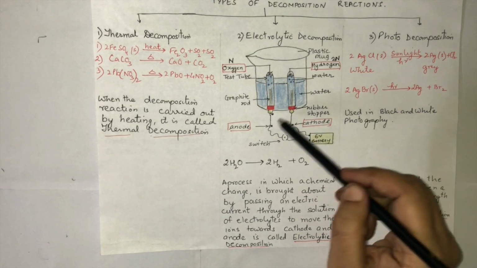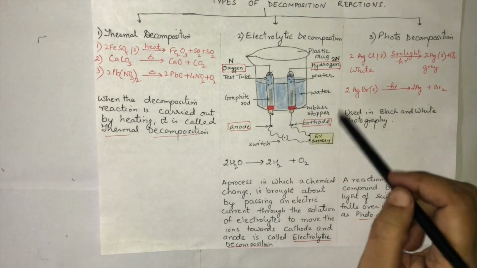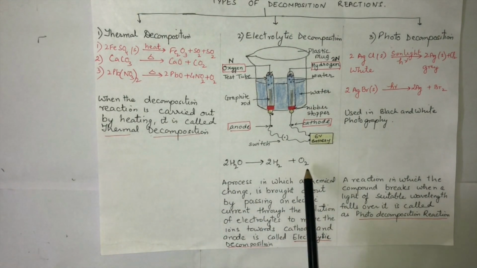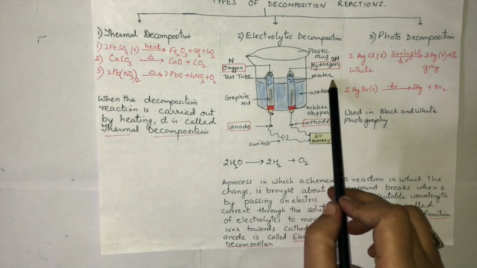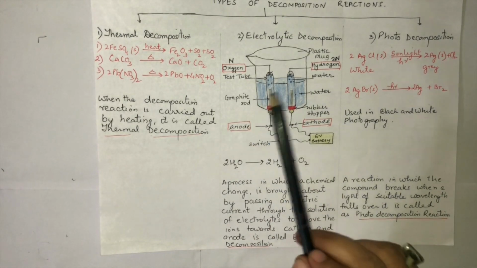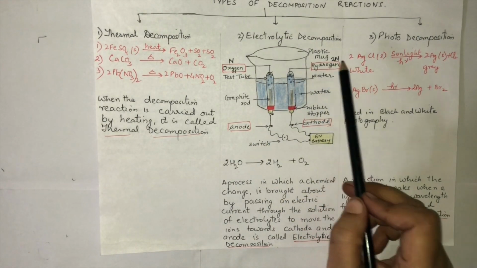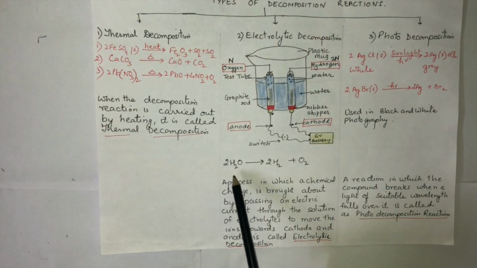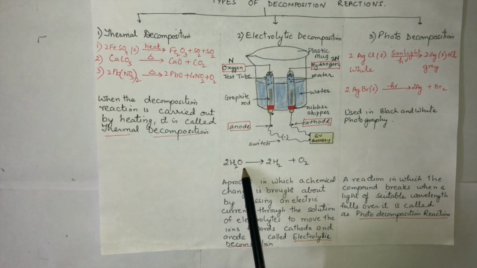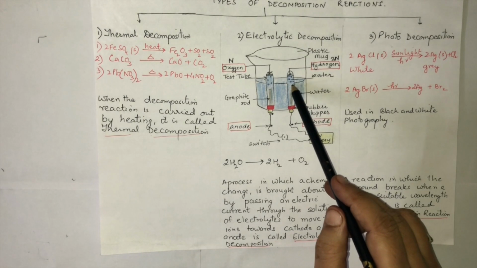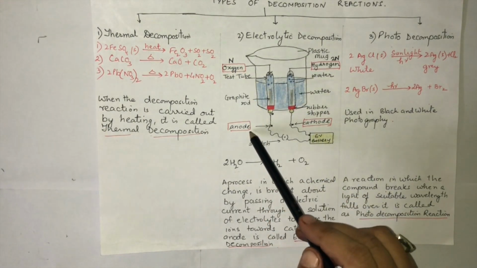Now when you complete the circuit, when you switch it on, what happens? The water molecules get dissociated. H2O gets dissociated into H2 and O2. Hydrogen gets collected at the cathode and oxygen gets collected at the anode. The amount of hydrogen is double that of oxygen. Why? Because in a water molecule the number of hydrogen atoms is 2 and the number of oxygen atoms is 1. So the amount of hydrogen collected at the cathode is double the amount of oxygen collected at the anode.